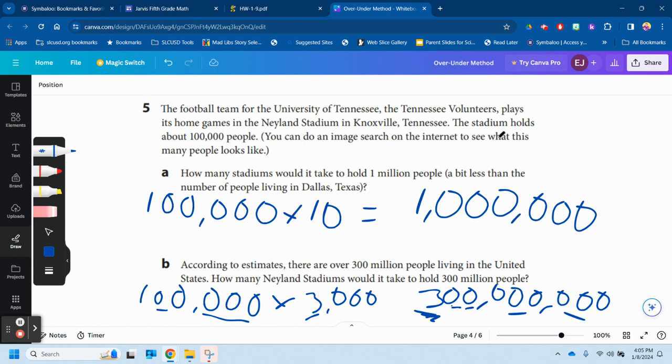So hopefully you kind of got that. Pretty tough, big numbers here. And next you're going to do some rounding, which I'm pretty confident you can do. Let me know if you have trouble with it tomorrow. So good luck, everybody.